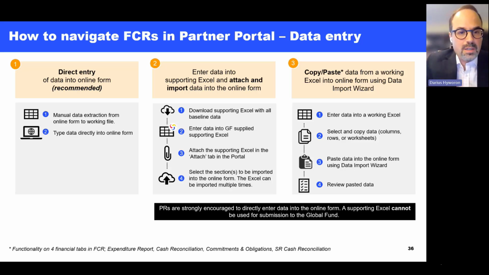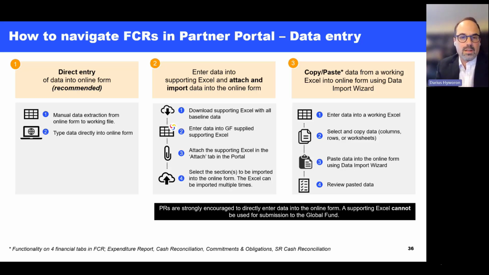The second option is a supporting Excel, and just to note and to be very clear, this is not a mandatory way to do it. There's an option to have a supporting Excel if the PR needs to, and in that case they can download, enter data into the supporting Excel, attach it, and then import it into the online form.